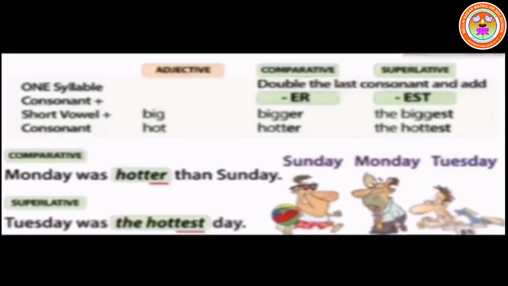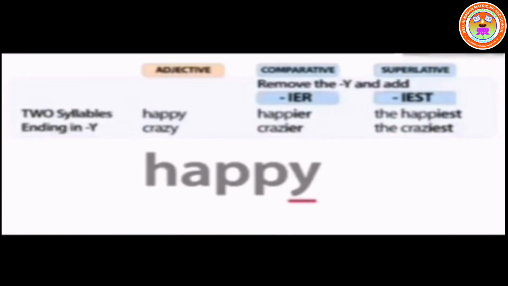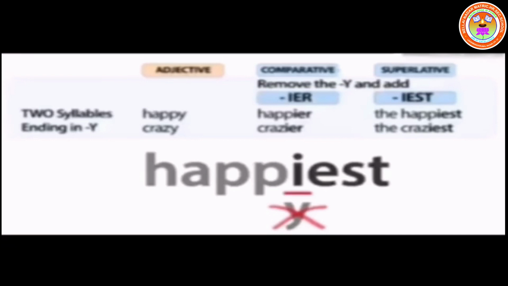When an adjective has two syllables, such as happy or crazy, and the adjective ends with the letter Y, we remove the letter Y and add IER for the comparative. So happy becomes happier. For the superlative, we also remove the Y and add IEST. So happy becomes the happiest. Crazy becomes the craziest.